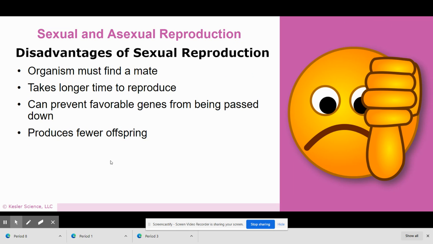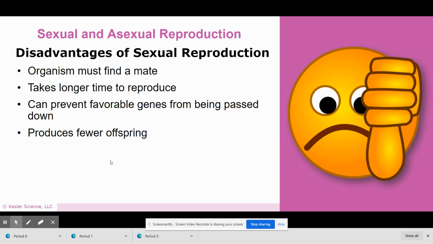Some disadvantages. The problem is the organism has to find a mate. It takes time and energy to do that. And it also takes longer for reproduction to occur. So it takes a while to produce the cells that are going to be used for reproduction. And then for the development of the offspring, it takes time as well. Usually in many organisms, there's even parent care involved. So that takes even more time and energy.